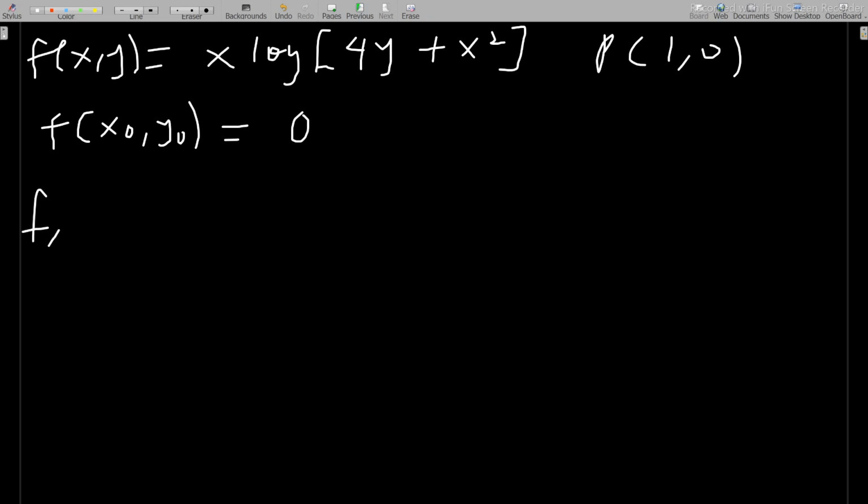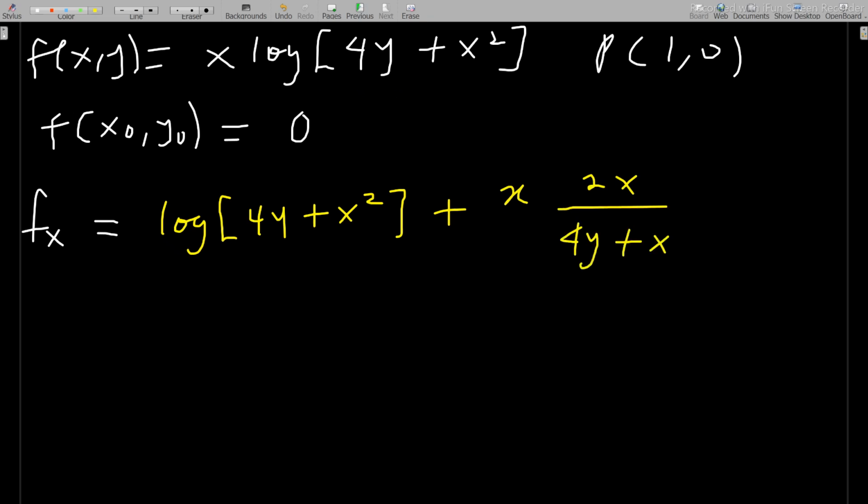And remember, in college, when you just write log without any base, you mean the natural logarithm. So fx will be equal to differentiating the whole of this with respect to x, and this is a product rule because there is an x in the function also. First you differentiate the first x, and that will give us 1. So we have log of 4y plus x squared, then plus x times the differential of the log, and that will give me 2x over 4y plus x squared. I hope you know how to differentiate logarithm. Now fx simplified at p will be equal to, just put p there, 0 plus 2 over 1, and that is equal to 2.